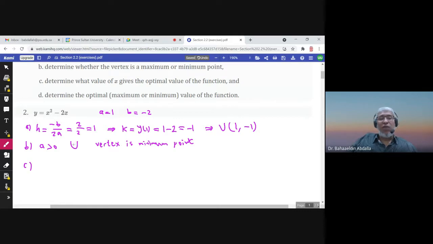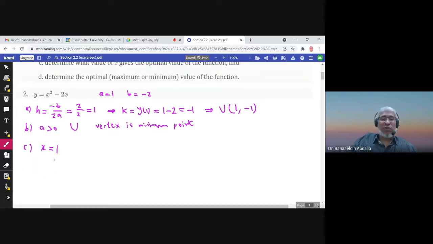determine what values of x gives the optimal value of the function. Well, x equals h, which is 1, will give the optimal value of the function. D, determine the optimal maximum or minimum value of the function. Well, the maximum value is k, which is -1. But here it's not the maximum, it is the minimum. So the minimum value is -1. That's the answer.